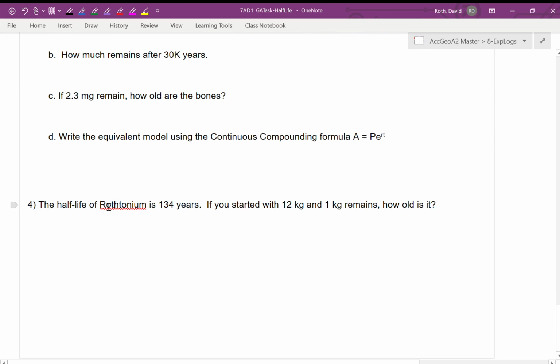Well, how about this one? This one's good. It's got a good name for it anyway. Try to set that problem up. Hit pause. Go. Half-life is 134. So what would the setup be, and what's the answer? Hit pause. Go.